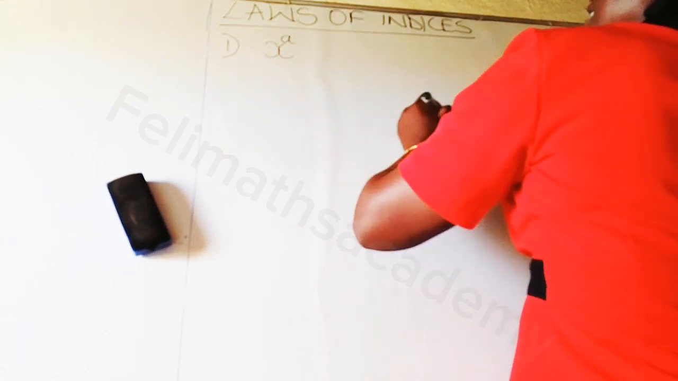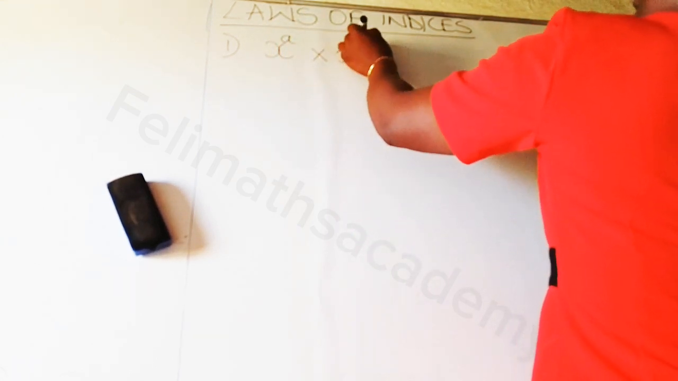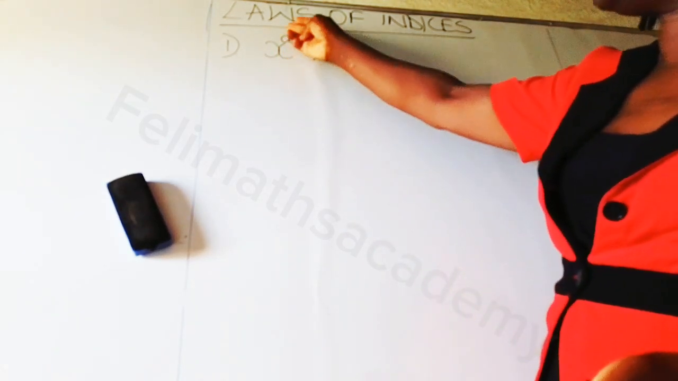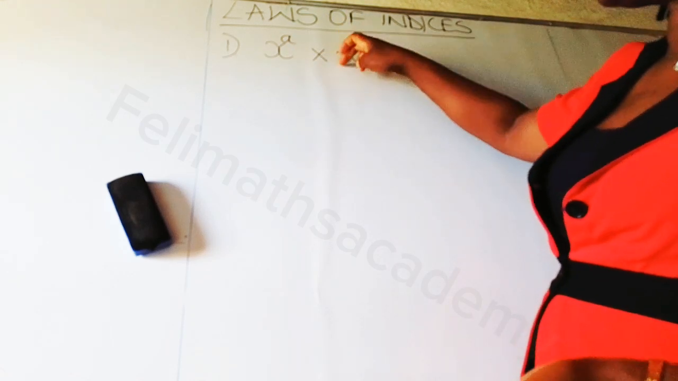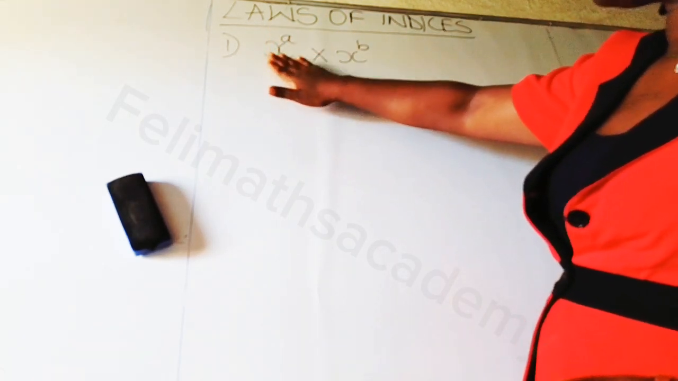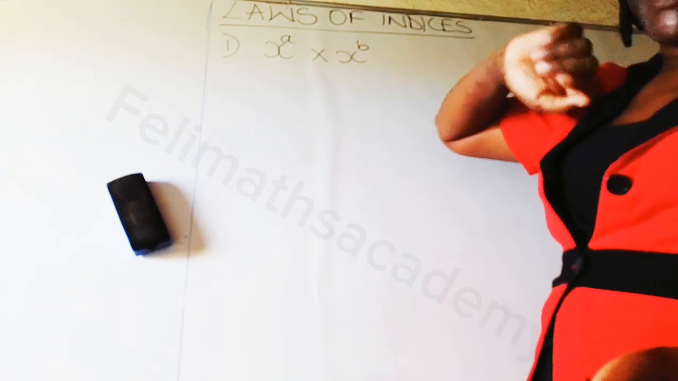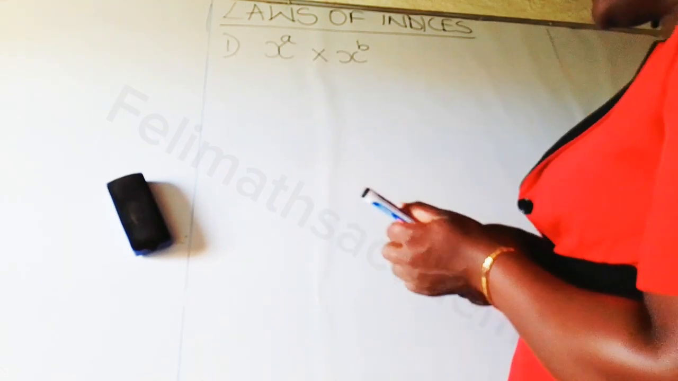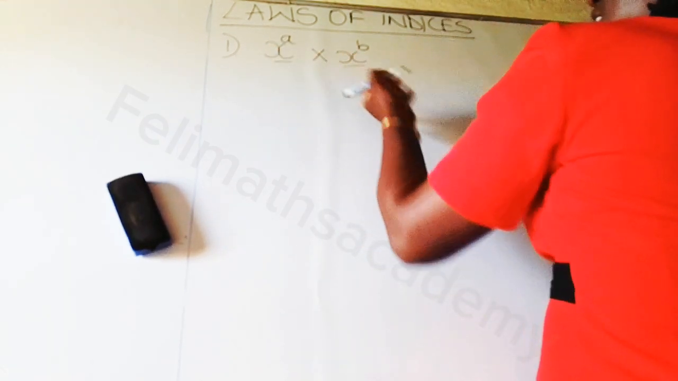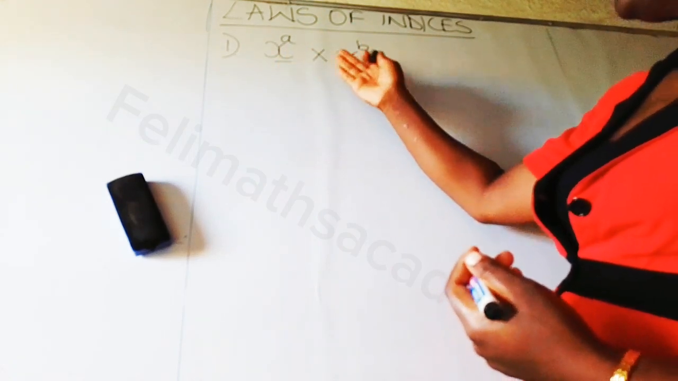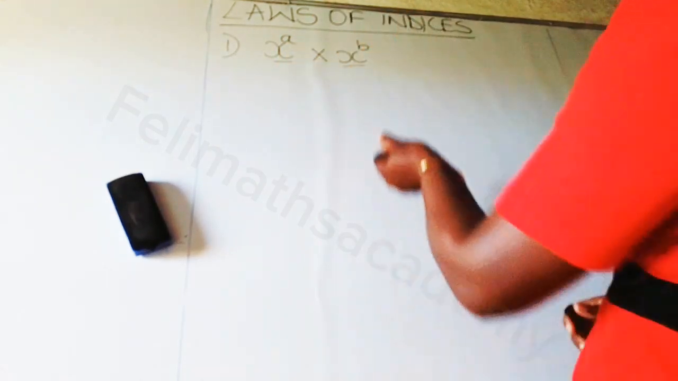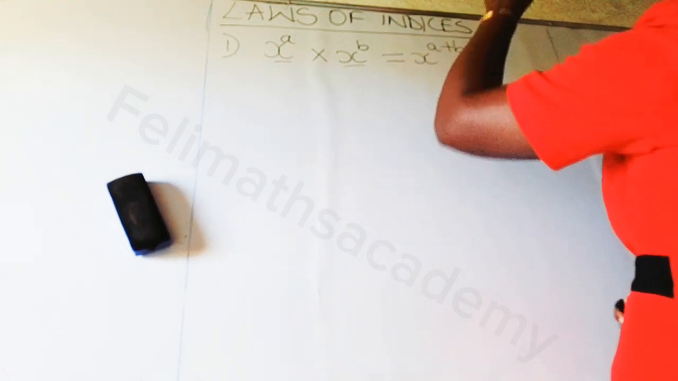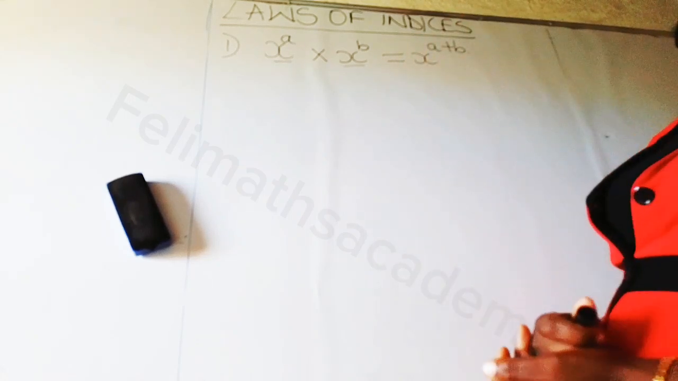x to the power a times x to the power b. We have those two powers, those two numbers, indices, sorry. They are multiplying: x to the power a by x to the power b. We have those two terms multiplying each other, and the base is the same there. We have x here, we have x here. x to the power a times x to the power b is equal to x to the power a plus b. That's our first law.